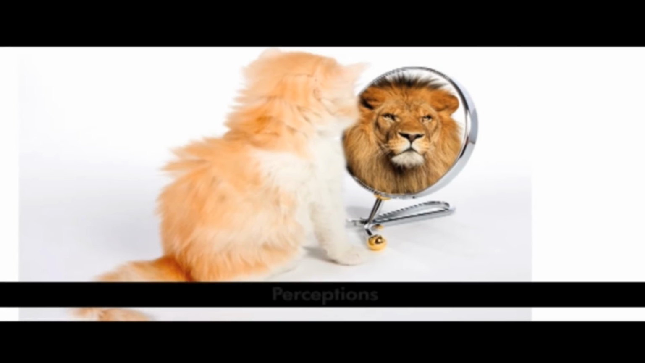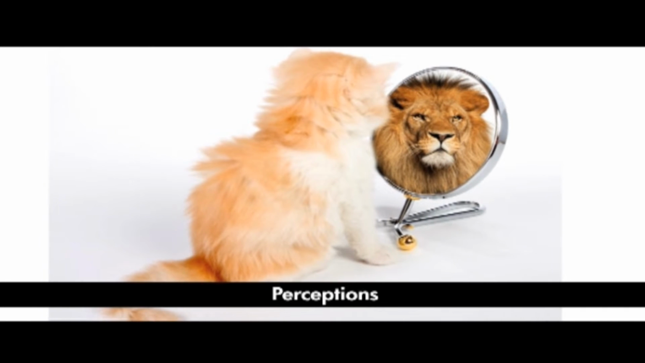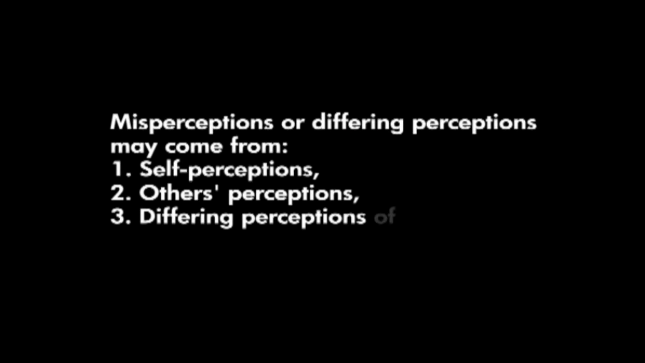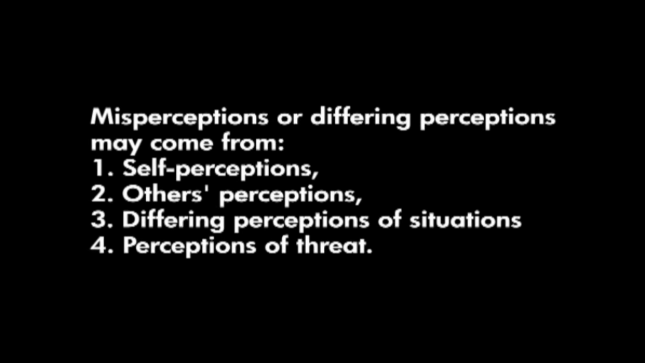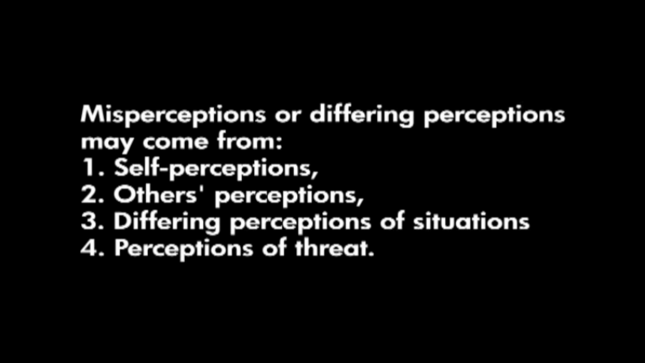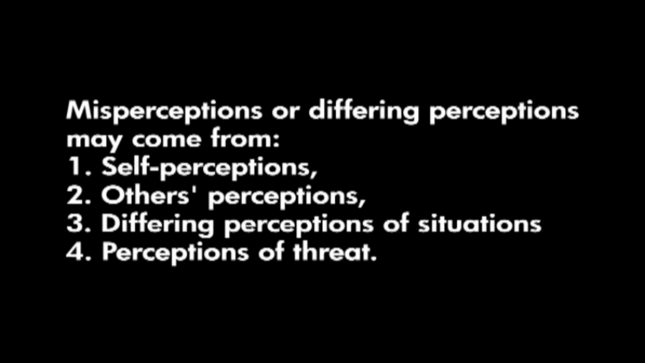The third cause for conflict is perceptions. People interpret reality differently. They perceive differences in the severity, causes, and consequences of problems. Misperceptions or differing perceptions may come from self-perceptions, others' perceptions, differing perceptions of situations, and perceptions from threat.